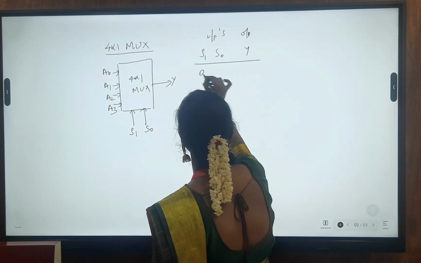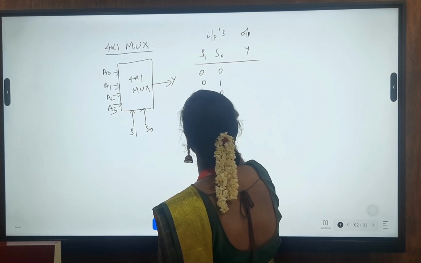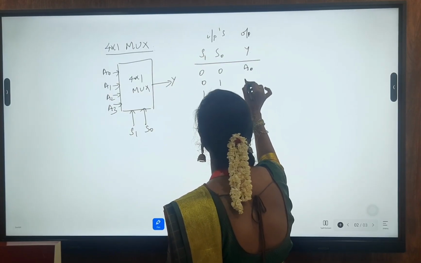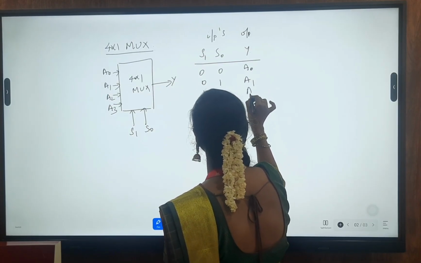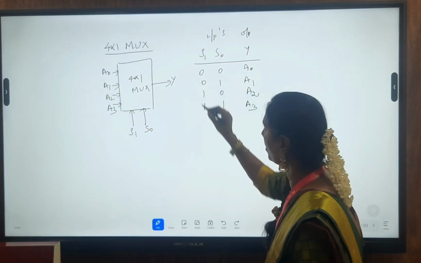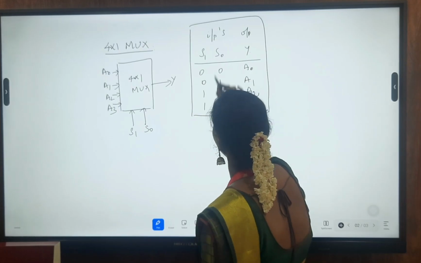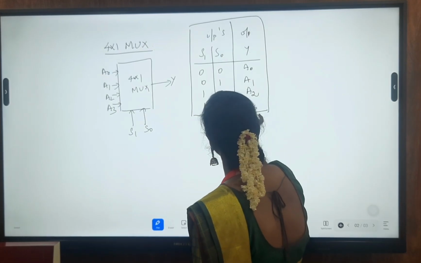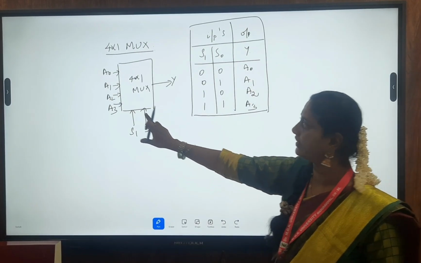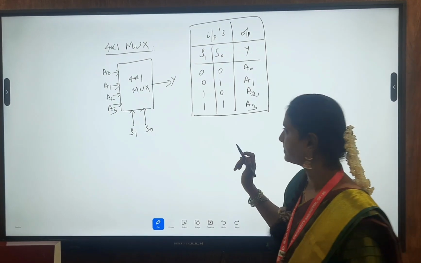With 2 selection lines we have 4 combinations: 0 0, 0 1, 1 0 and 1 1. If it is 0 0, A0 will be selected; 0 1 means A1; 1 0 means A2; and 1 1 means A3. With this truth table, your 4x1 multiplexer will work. These are the selection lines which select which input has to be reflected at the output side.